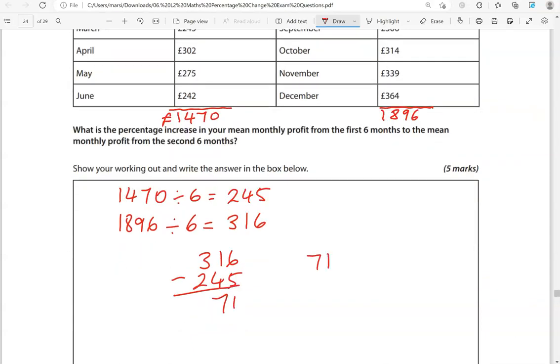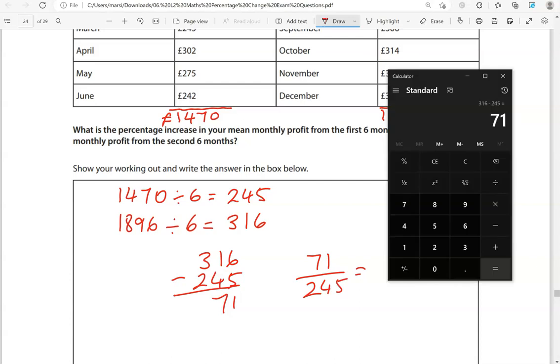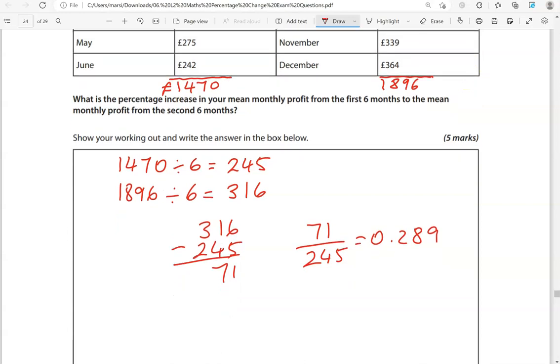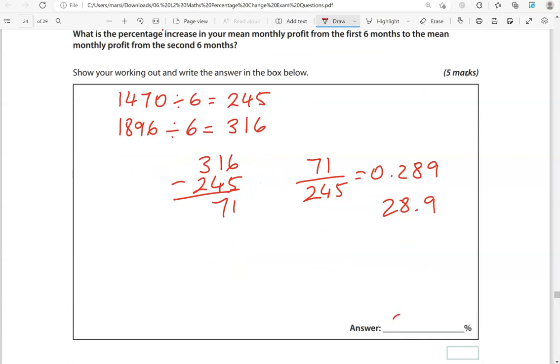So that is 71 out of the original. So that is the mean in the first 6 months, which was 245. So 71 divided by 245 gives us 0.289. And as a percentage, that is going to be 28.9. So like multiplying by 100. You could round it to 29% as well.